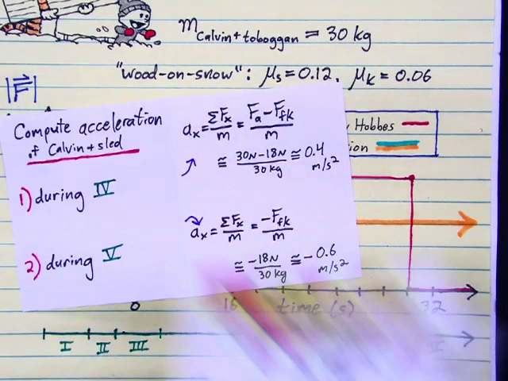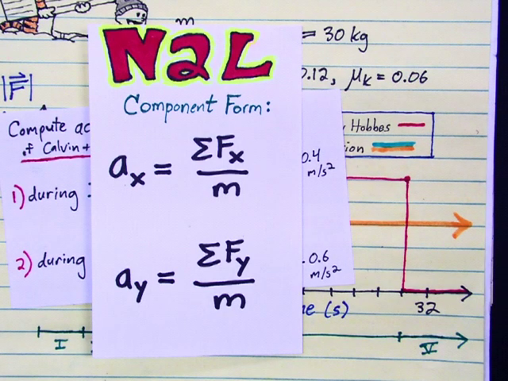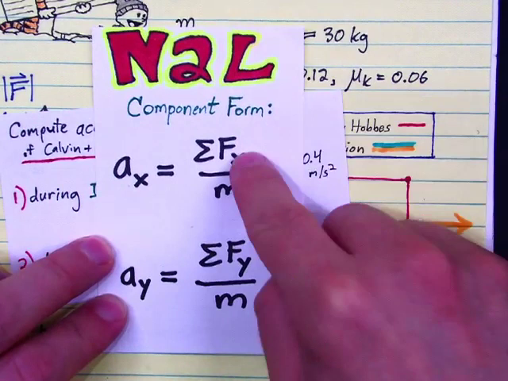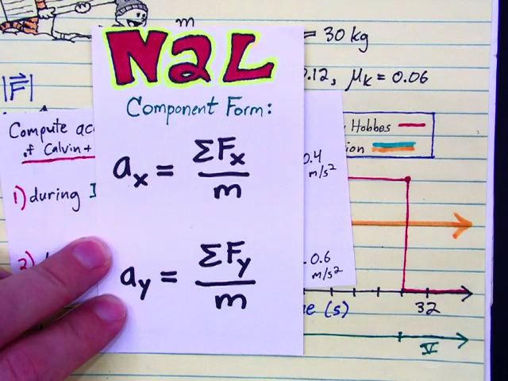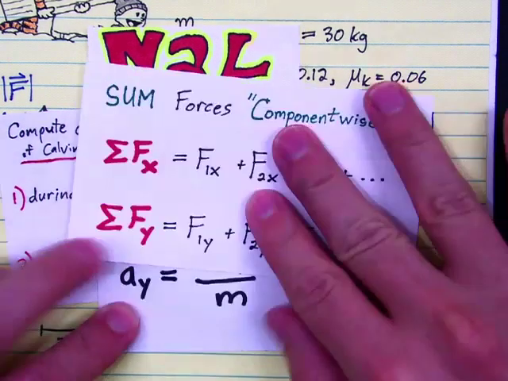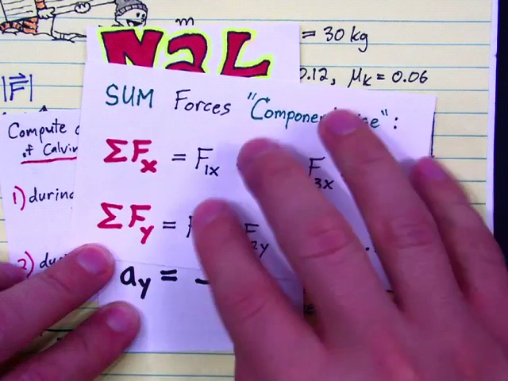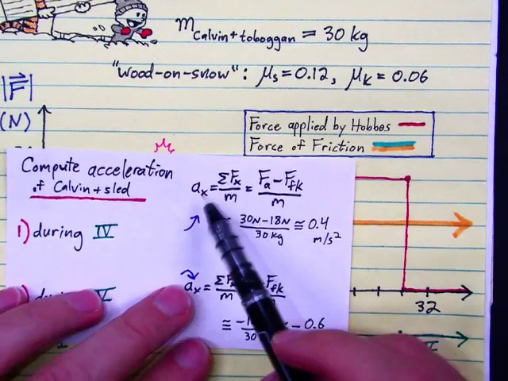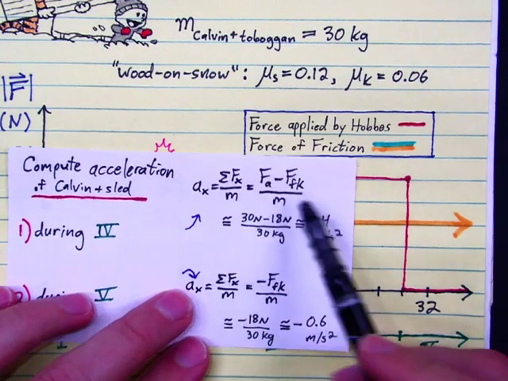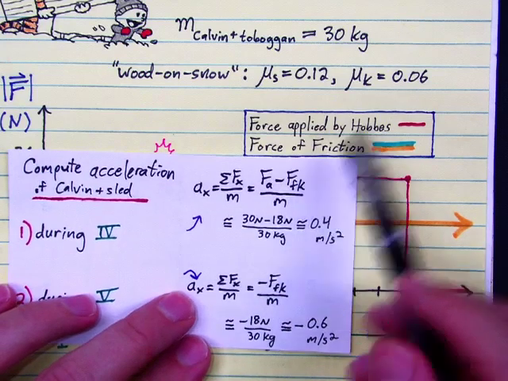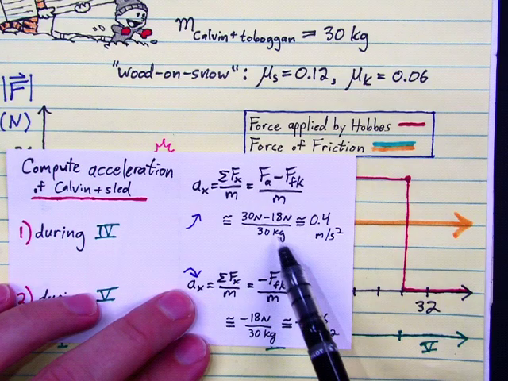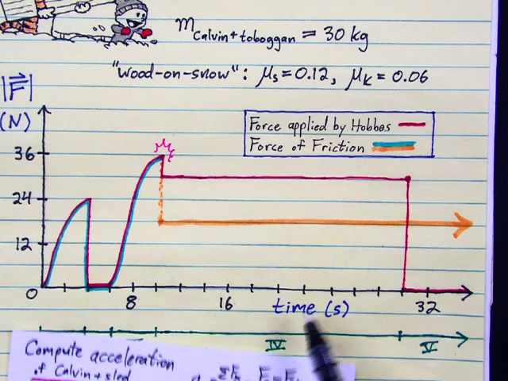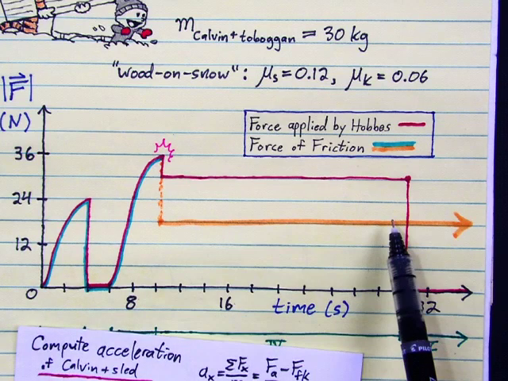All right, so we're going to use Newton's second law. That's exactly what Newton's second law is for, finding acceleration. You've got to find the net force in the x direction. We know everything's balanced in the y direction, so nothing to worry about there. Net force means sum up all the forces in that direction. So, during period 4, while Calvin is speeding up, we've got Hobbes' applied force being opposed by that force of kinetic friction. There's our 30 minus 18 newtons over the mass of Calvin to find 0.4 meters per second squared. That's Calvin's acceleration during this period as he's speeding up.